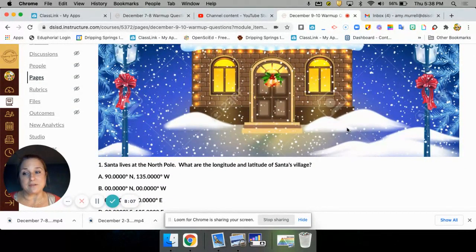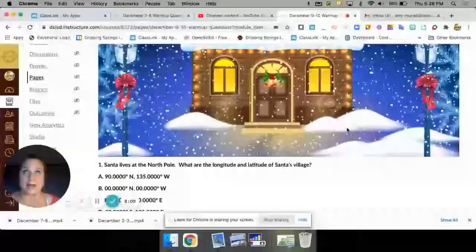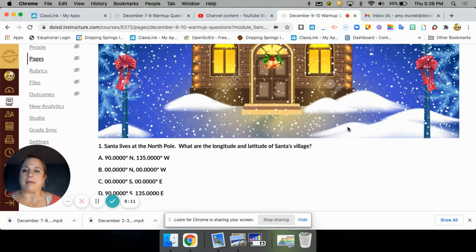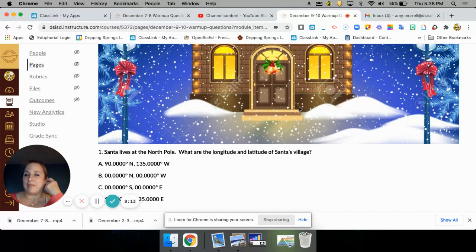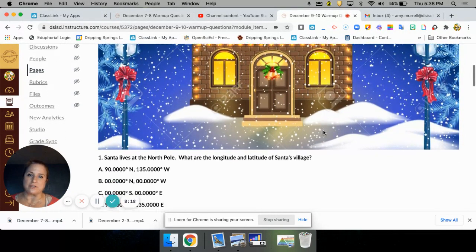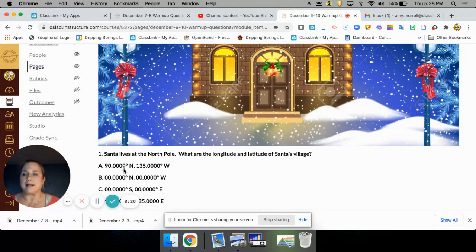So you might have known this. You might have been able to visualize it. I couldn't. I had to look it up. And when I looked it up, I learned that the exact coordinates of the North Pole, which is where Santa's village is located, are 90 degrees north and 135 degrees west. So it's answer A.